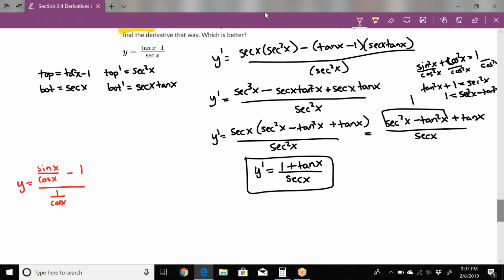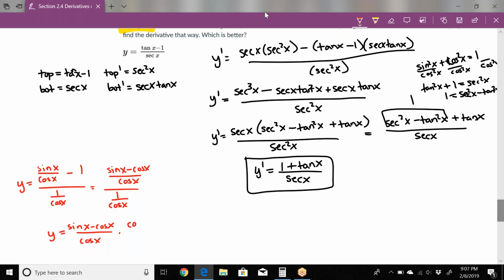So this is going to get a common denominator. So this is going to be sine x minus cosine x over cosine x, all over 1 over cosine x. So I haven't even taken a derivative yet. Then I would flip that and multiply by the reciprocal of the bottom.